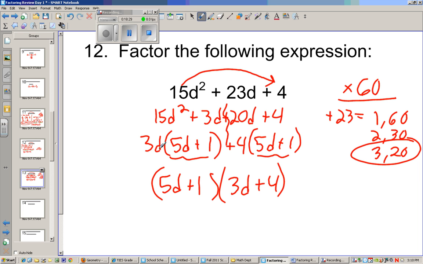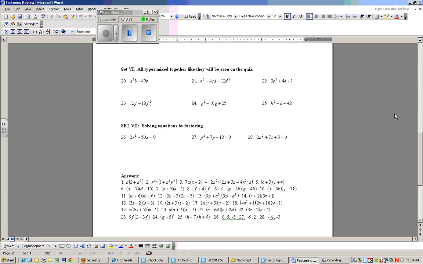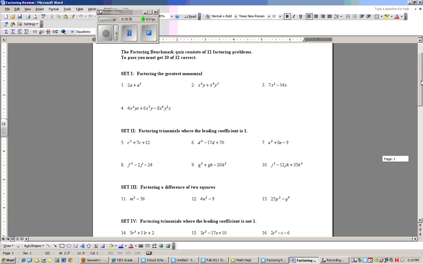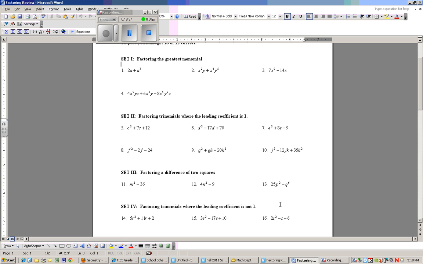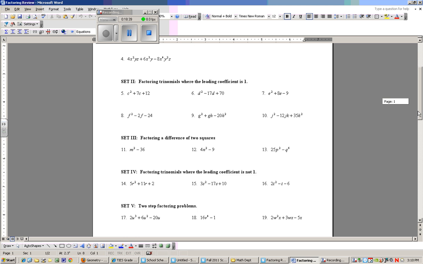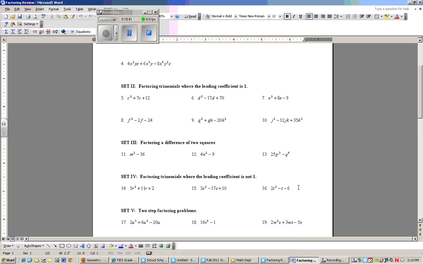Let's stop there for the day, and your factoring worksheet looks like this. I want to see you all get through number 16 for tonight's homework. All right, good luck.